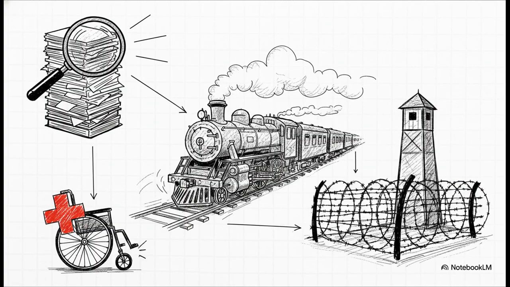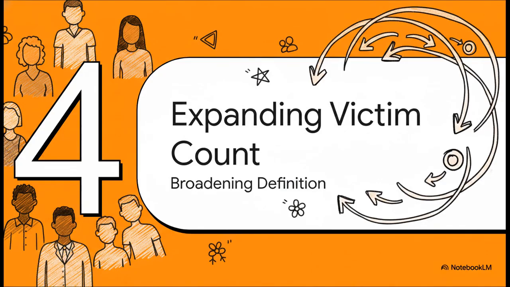What's really striking here is how the source emphasizes the massive, industrialized logistics behind all this. They point out the use of civil registries to methodically track down targets and the vast coordination of train networks for mass transport. They even highlight the construction of over 15,000 camps. 15,000! And they specifically mention the so-called euthanasia program targeting the disabled. It paints a vivid picture of a highly organized, state-sponsored operation. Okay, Section 4, Expanding the Victim Count.